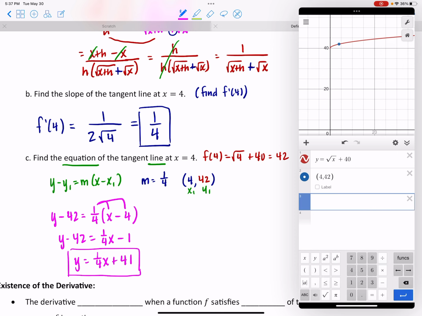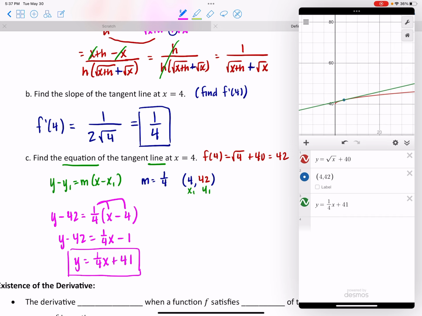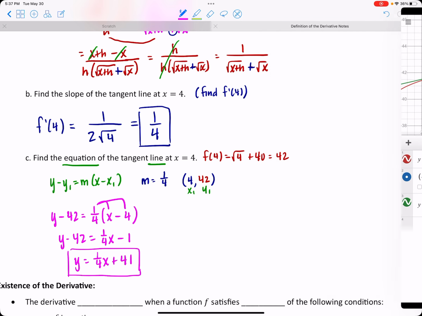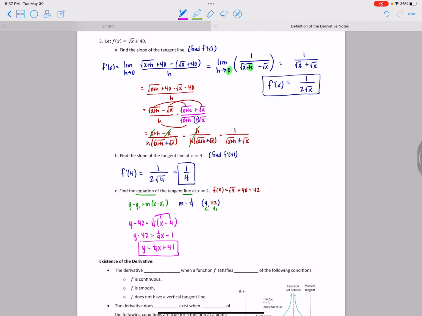So now if I put this equation of this tangent line in, y equals 1/4 x plus 41, I can see exactly what I've done. Again, I have found the equation of the line that is tangent to that curve at that particular point. So it's an extra step, right? We were finding the slope, and now we're writing the equation by using our point slope form. Okay, so hopefully it makes sense, all of what we've done there. And we're going to do so much more of that, so hopefully you just love the process.